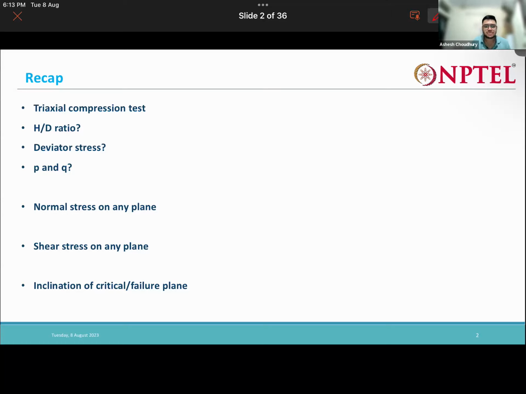What should be the H by D ratio for a triaxial compression test? Please, any one of you can answer, right? It's very easy also. All of us have done the soil mechanics course. All of us have probably done the triaxial tests during the soil mechanics lab. So we all know this. Right? So what should be the optimum height to diameter ratio?